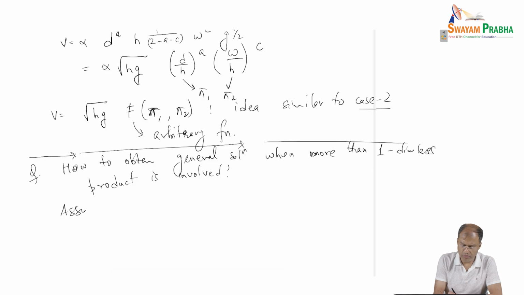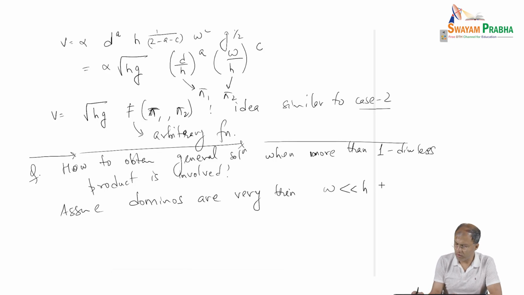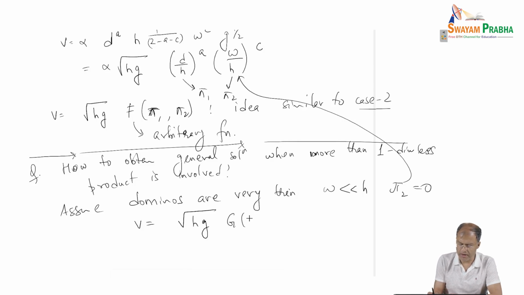We can first assume that the dominoes are thin. So these are thin sheets which are falling on top of each other. Dominoes are very thin, which means that the width of the dominoes is much less than the height of the dominoes, or the second group pi 2, which is width over height, is equal to 0. If that is the case, then we expect that the domino velocity will be square root of g times h times g of pi 1, because pi 2 is assumed to be 0.